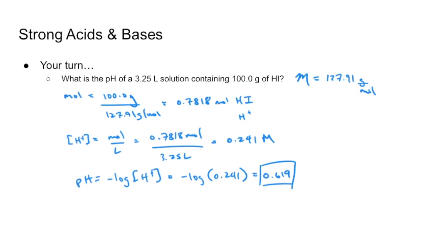So that's going to be the same thing. Finding the hydrogen ion concentration, that's moles per liter. 0.7818 moles divided by 3.25 liters from the problem is equal to 0.241 molar to 3 significant figures. And then finally, calculating pH is negative log of this value. So negative log of the hydrogen concentration, negative log of 0.241 is 0.619 is the answer there. So still very acidic. So hopefully you did well with that. If you have questions, bring them to class.